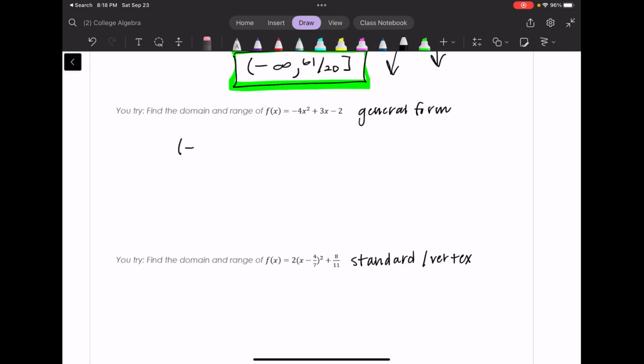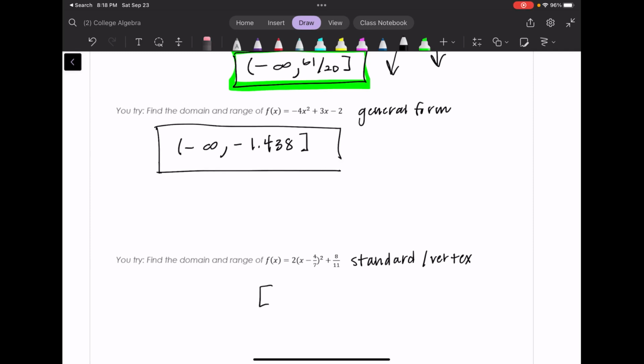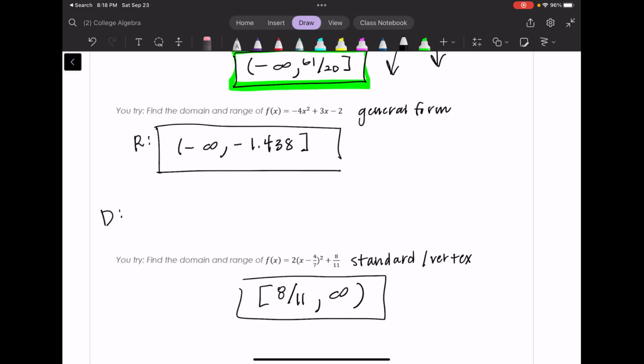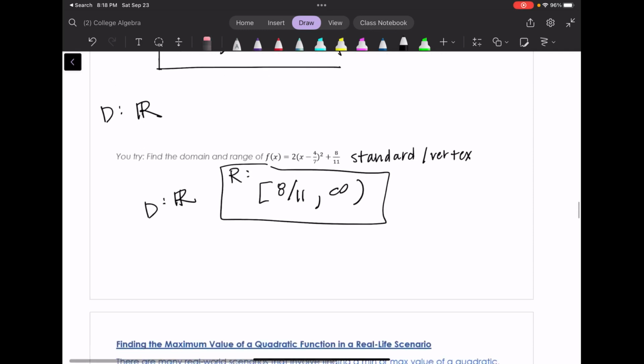All right, so this one you should get negative infinity and negative 1.438 inclusive. And then finally for this example, you should get 8 over 11 inclusive to positive infinity for your range. And of course the domain of both should just be all reals since they are quadratics. All right, I hope that helped.